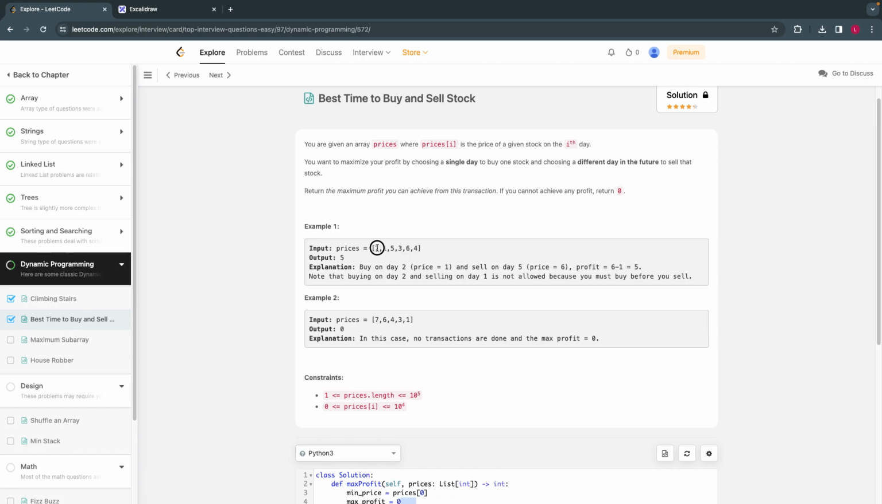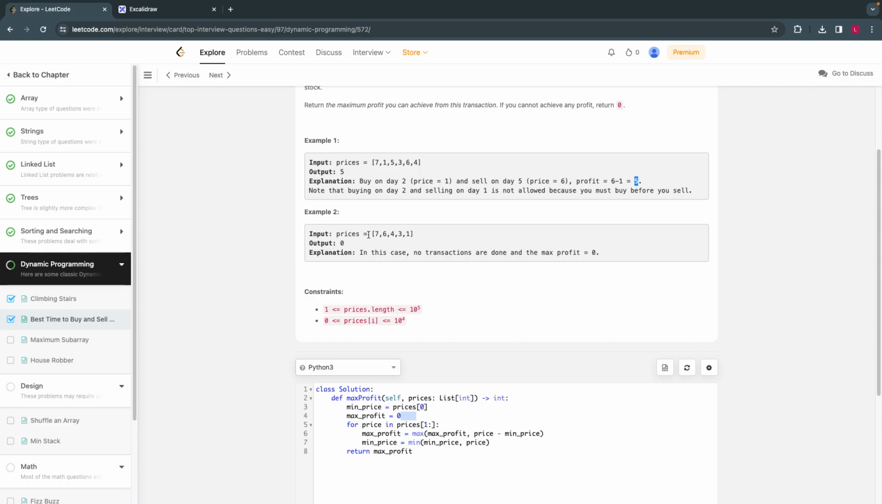So on day 1, the stock price is 7, so no, we should not buy because that's the maximum price. On day 2, the price is lowest, so on that day we have to buy, price 1, and sell on day 5. If you sell on the immediate next day, the third day, you will get a profit of 5 minus 1, which is 4. If you sell on this day, you will get less profit, and if you sell on the fifth day, where the value is 6, you will get a profit of 6 minus 1, which is 5. That is what they are asking us to return.